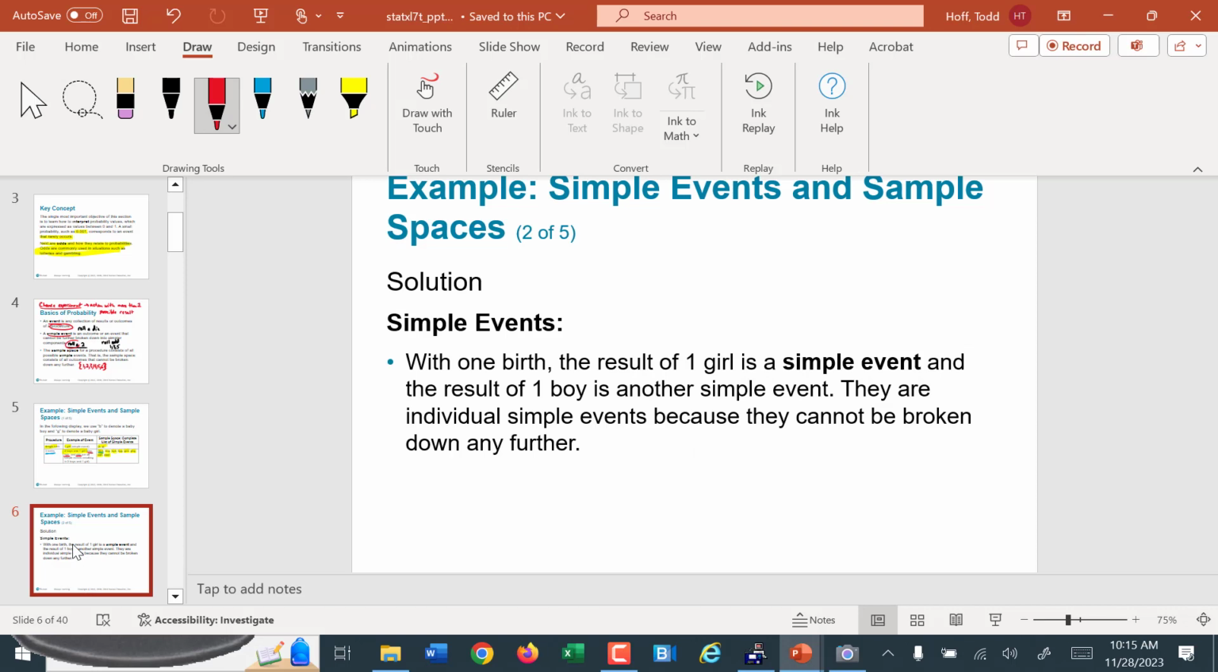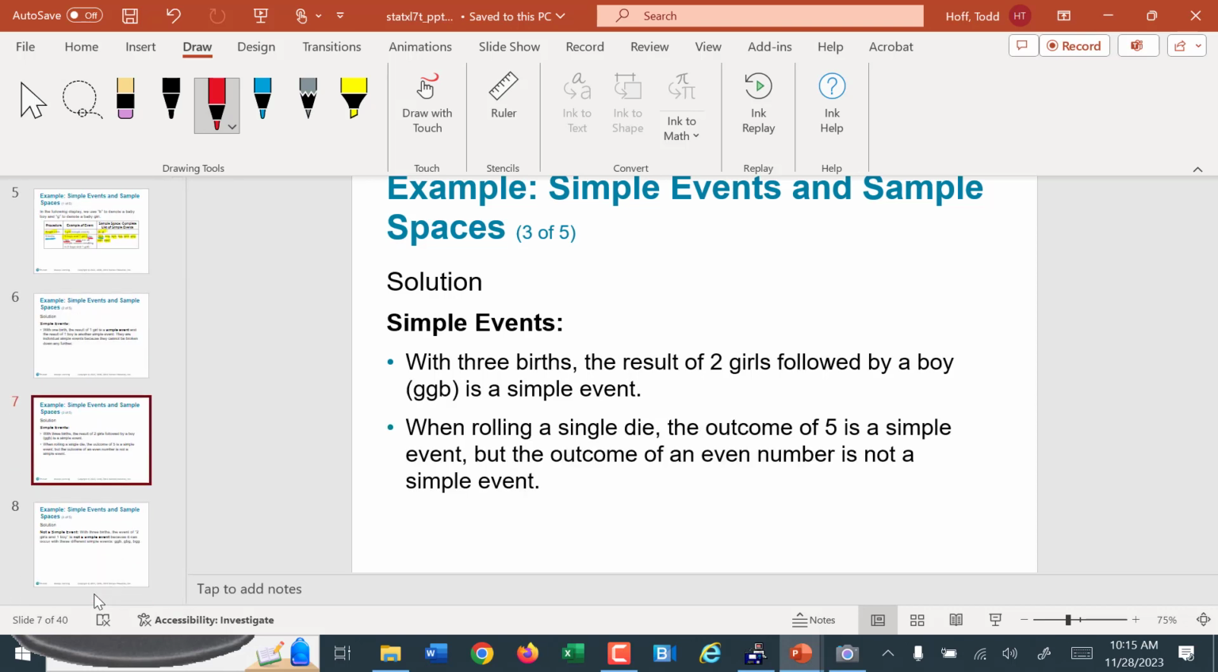So here, the example of the simple event, like I said, is one birth. Having a girl is a simple event, or a boy. It can't be broken down any further than that. If we have 3 births, however, if I name the exact occurrence, 2 girls followed by a boy, that is a simple event because that defines a single one of those possible occurrences. For example, rolling a die, if the outcome is 5, that's a simple event. If I say it's going to be an even number, that's not a simple event because an even number could be broken down into a 2, a 4, or a 6.